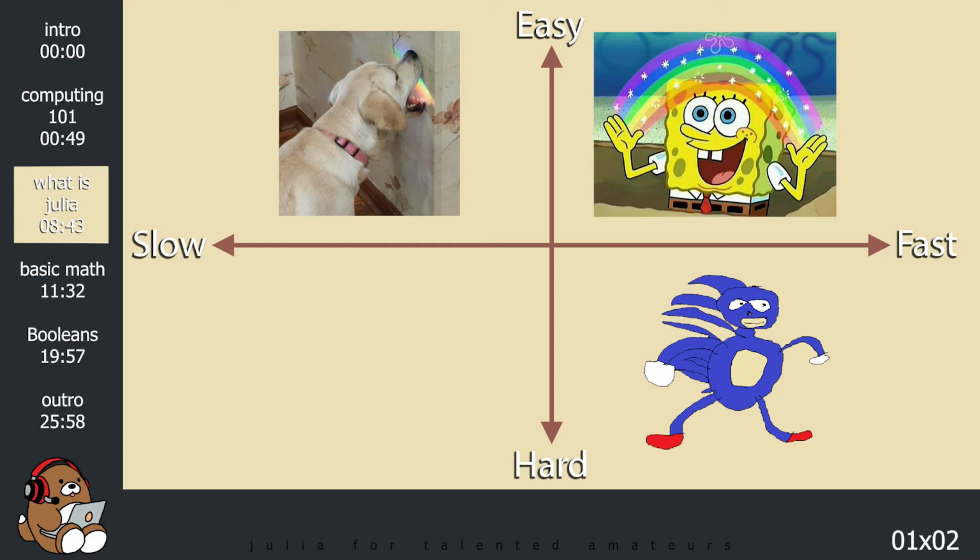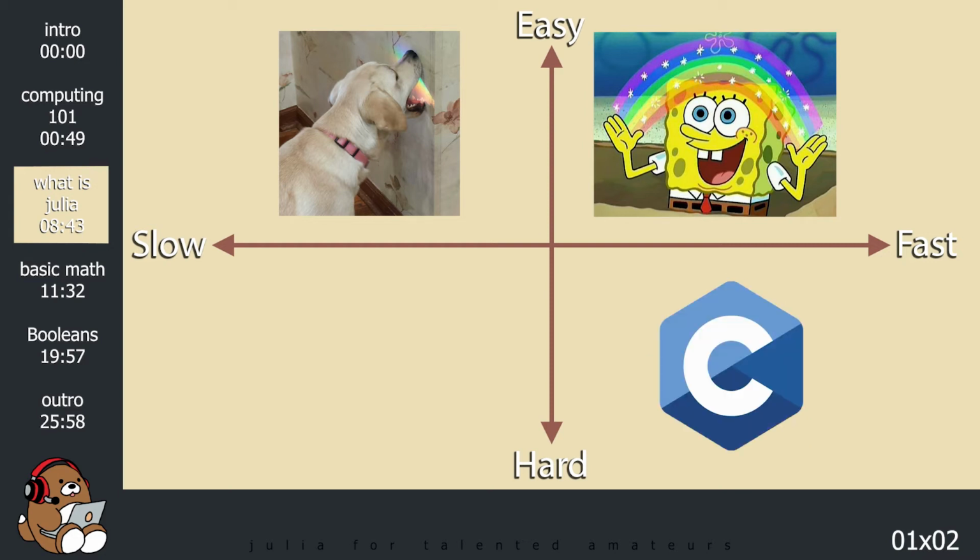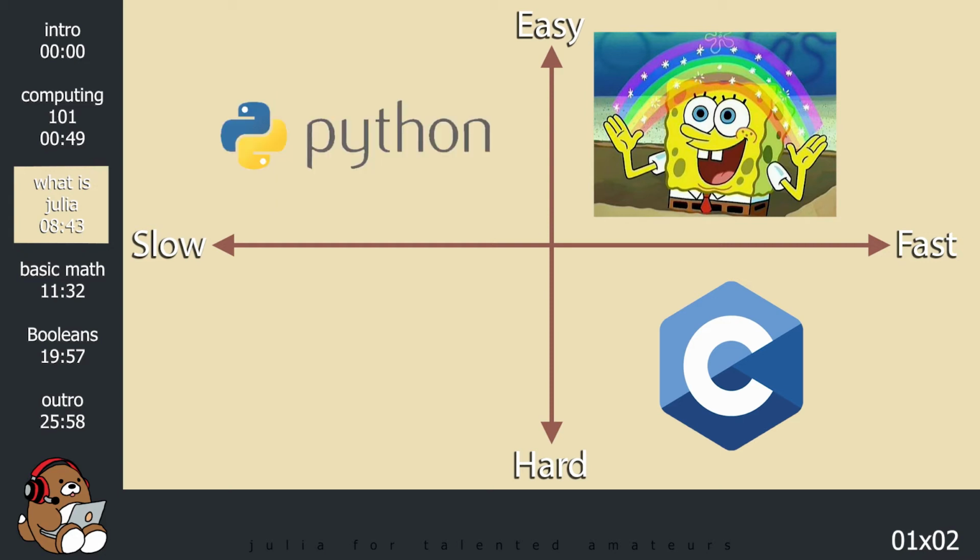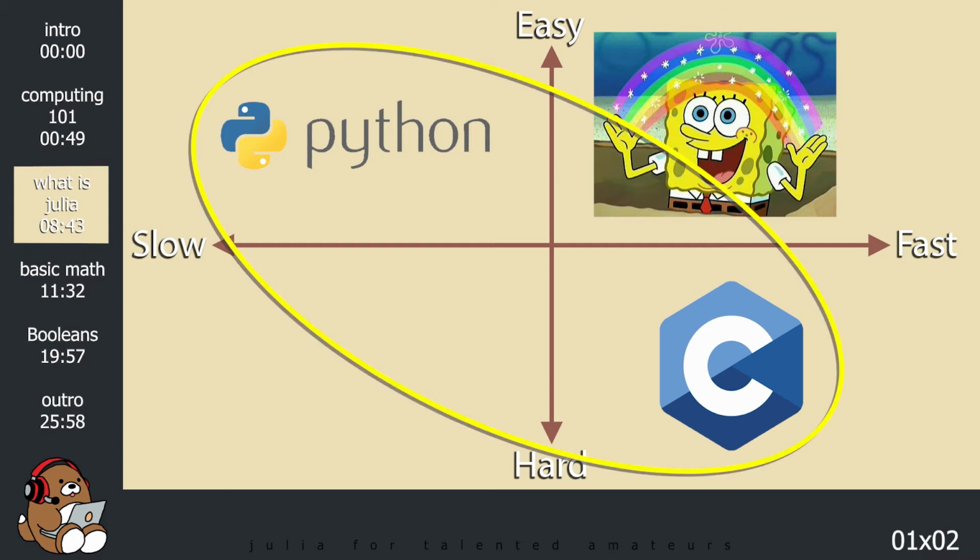Since who would use a language that is both difficult to use and super slow? If you know of such a language, let me know in the comments below. C is a very fast language, but it's difficult to use, so it goes in the lower right corner. Python is easy to use, but it's kind of slow, so it goes in the upper left corner. Most programming languages fall somewhere in the spectrum between C and Python. Finally, the upper right corner has always been considered a myth.